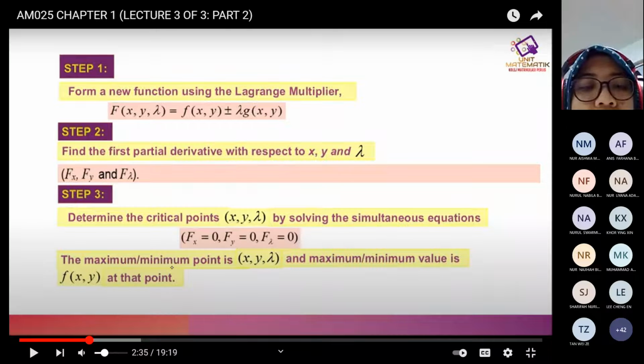The maximum or minimum point is, kita akan tulis macam ni, x, y, lambda. Pastikan ada lambda. Selalu student tak tulis lambda. Dia tulis x, y saja, lambda tak ada. Pastikan ada lambda. x, y, lambda. And then kalau soalan nak value, maximum or minimum value, kamu hanya gantikan sahaja x, y tu di function small letter f, at that point.